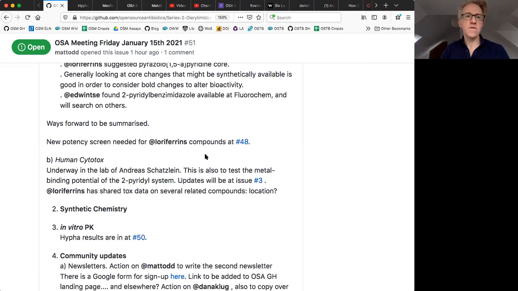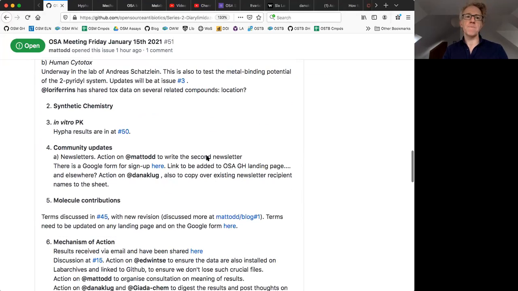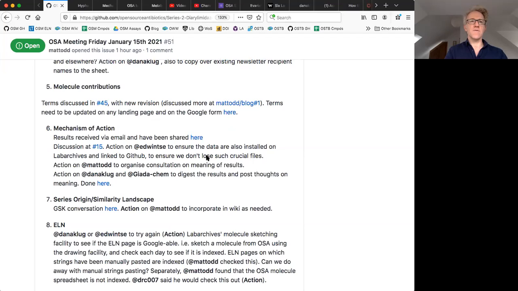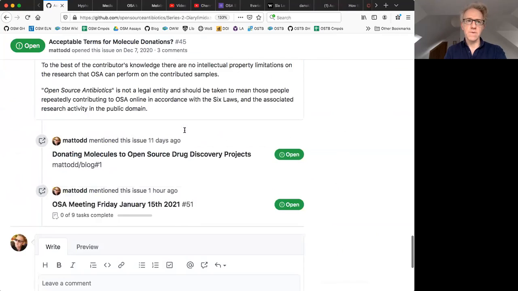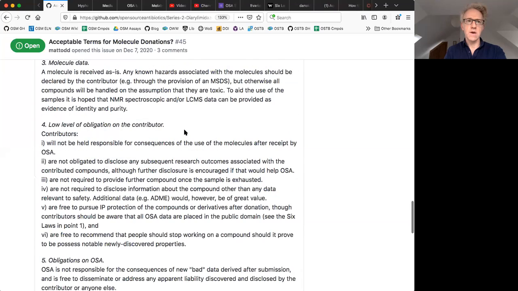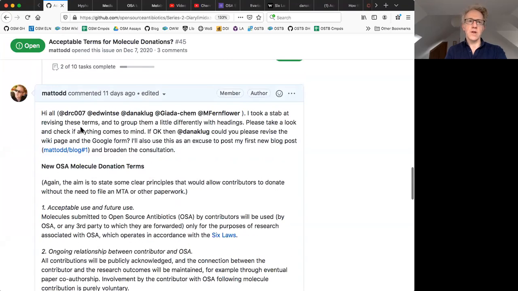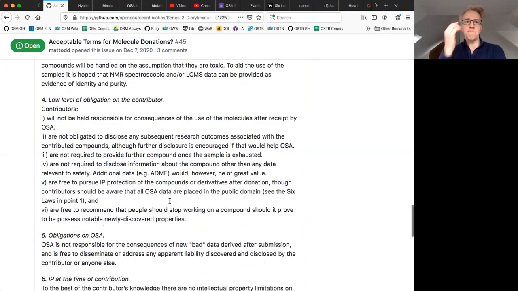All right, and I think all the other things were again just actions for people to deal with. The only thing I was going to highlight was the molecule donation terms. I tweaked them a little bit whilst I was thinking about it over the break. I haven't changed anything, I just grouped them differently to make them a little bit easier to understand. So there's a new one posted here a week and a half ago, where I just tried to give them headings and group them together.